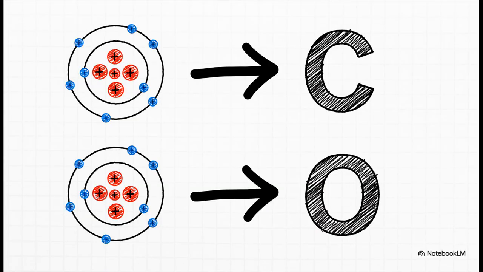So let me be super clear about this. If an atom has 6 protons, it is always carbon. End of story. I don't care how many neutrons it has. I don't care how many electrons it has. 6 protons is carbon. If it has 8 protons, it's oxygen. This is the one rule you cannot break.